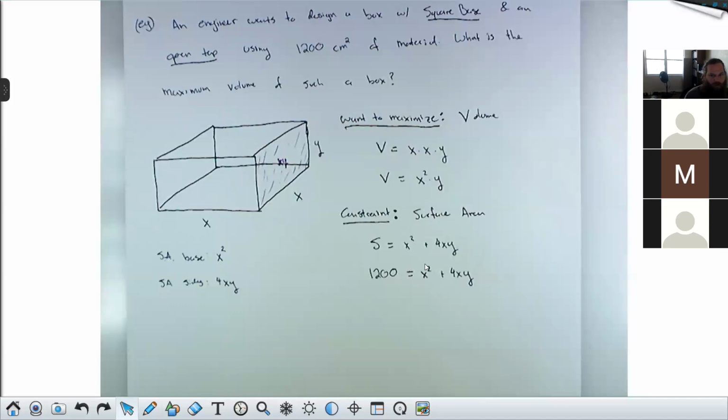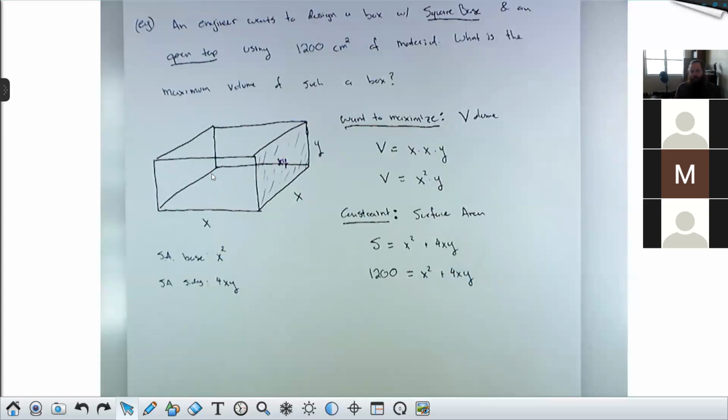So we add 4xy, that's the surface area for all the sides, together with the surface area for the base, which is x squared. Does that help, Fabrice? Cool. All right. What do I do from here?